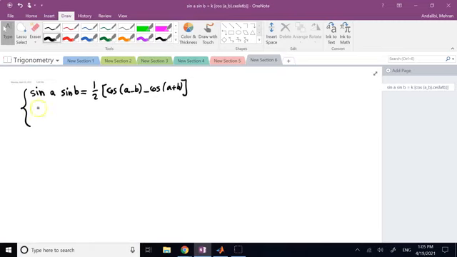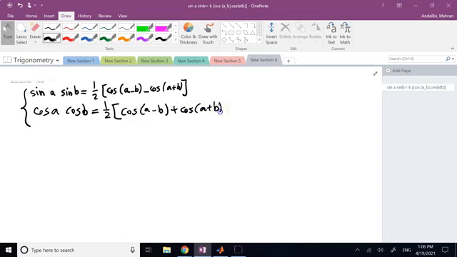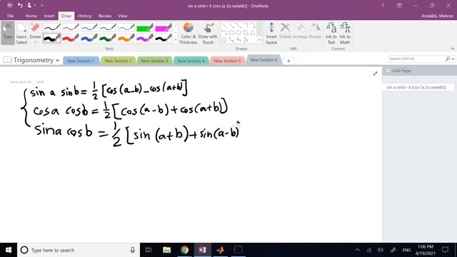Similarly, cosine A cosine B is also 1/2 times cosine A minus B plus cosine A plus B. And finally, sine A cosine B is 1/2, and then you need the sine terms this time. So it is going to be sine of, of course, A plus B, and then plus sine of A minus B. And if you want, you can go with sine B cosine A, but it's just changing these arguments. So I'm not going to write it because that's the same as this one, just changing the arguments.